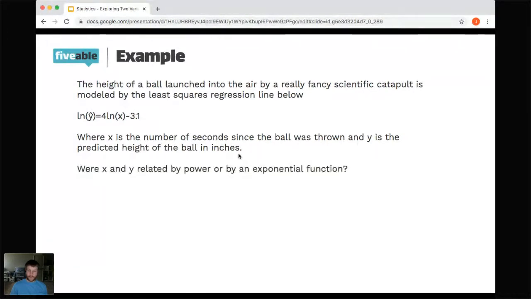Were they related by a power or an exponential function? Y'all are beating me to it. Y'all are figuring this out. It is power. And then the other thing we're going to do is find the predicted height of the ball after 6 seconds.